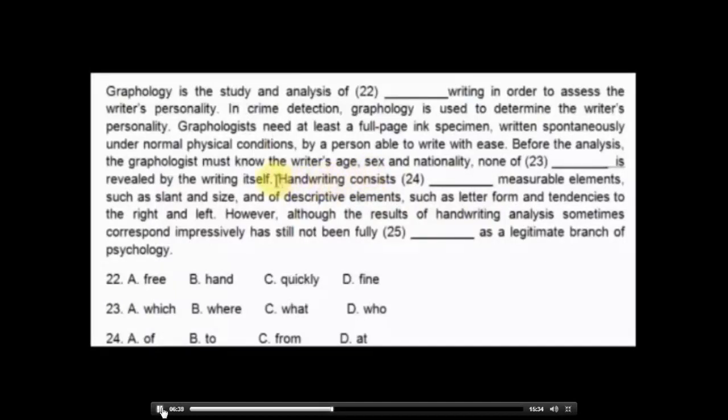Handwriting consists blank measurable elements such as length and size, and of descriptive elements such as letter, form, and tendencies to the right and left.